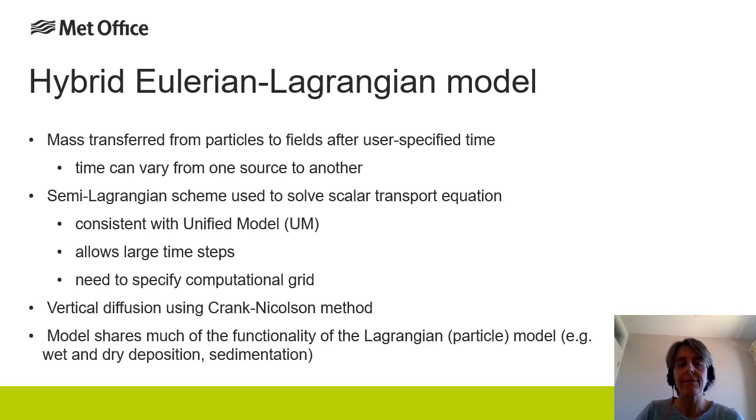The model uses a semi-Lagrangian scheme, which is consistent with the unified model. The semi-Lagrangian scheme allows the use of large time steps, making it efficient. And the user needs to specify a computational grid for the Eulerian model. Vertical diffusion in the Eulerian model is represented using a Crank-Nicolson method. And the Eulerian model shares much of the functionality of the Lagrangian model, for example, representing wet and dry deposition and sedimentation.